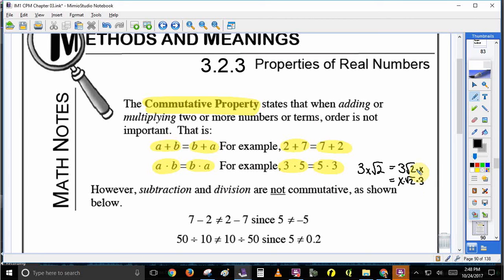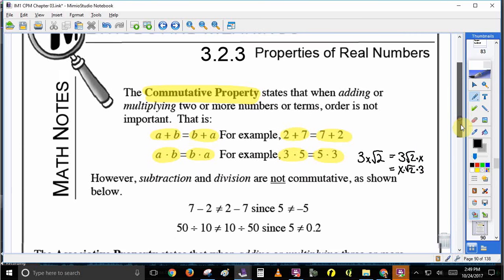Sometimes you'll see these written in different ways. Some students will get confused. Don't be one of the students. It's all the same thing. There's 3 things being multiplied together. They're all the same quantity because of that commutative property.